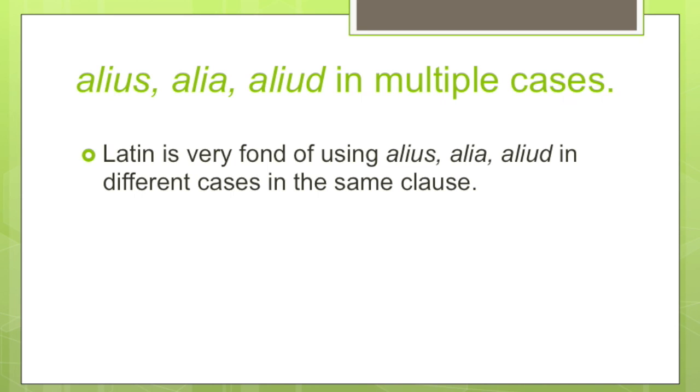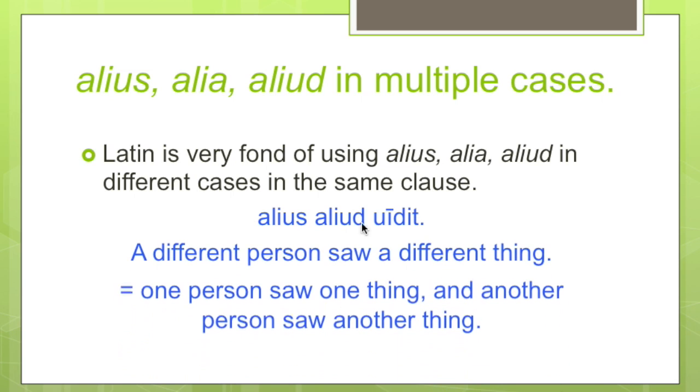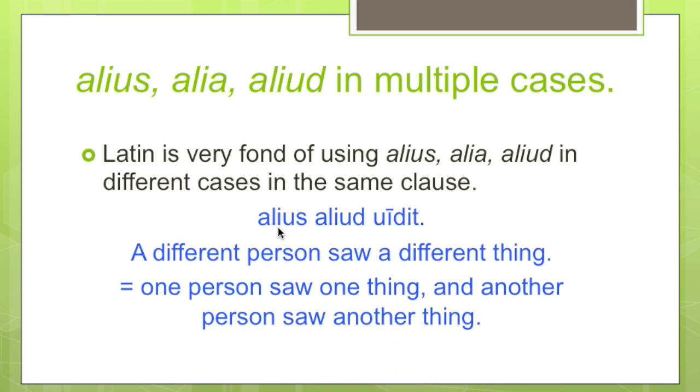This brings us to a difficult topic for English speakers. Latin is very fond of using alius, alia, aliud in different cases in the same clause. Here's an example. Alius aliud vidit. This is the nominative masculine singular, and this is the accusative neuter singular. This means something like a different person, alius, vidit, saw. This is the past tense of see, this is saw. A different person saw a different thing. A better translation into English might be one person saw one thing and another person saw another thing.